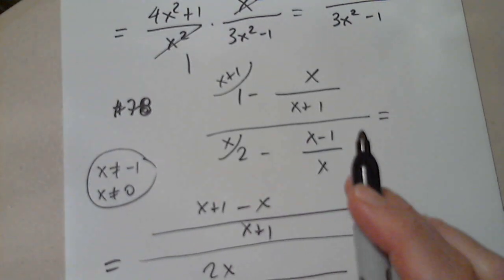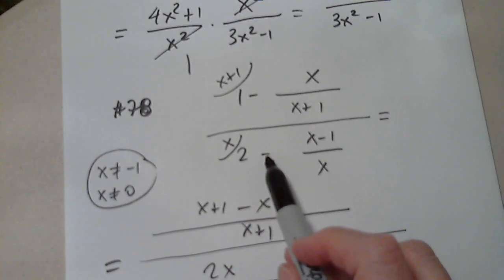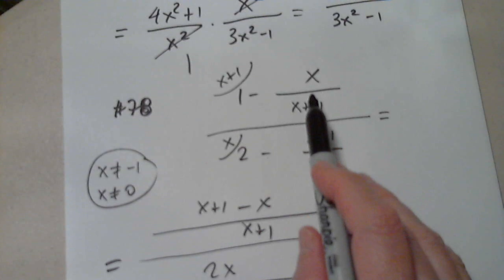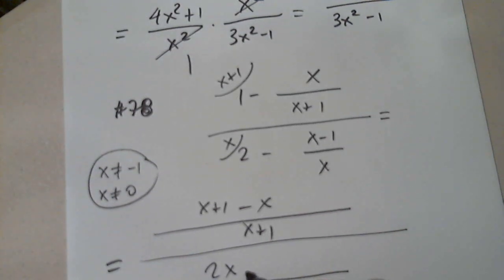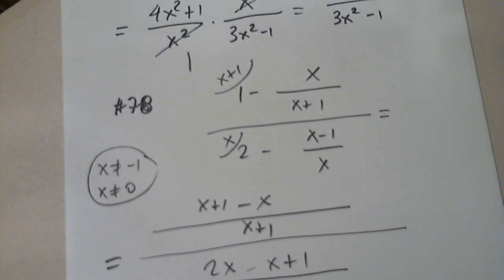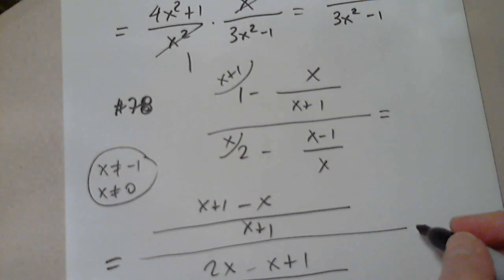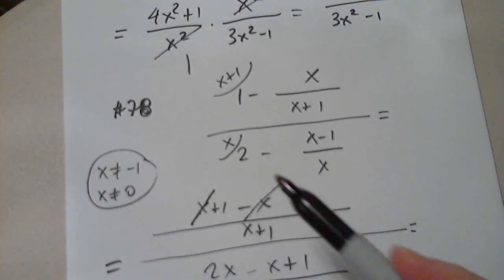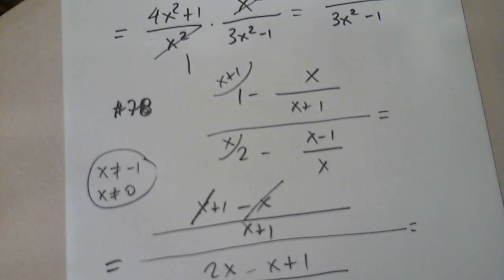So I have 2x. Now careful. Negative has to be distributed to both terms. Here, there was only one. But here there are two terms. So I have to write minus x but plus 1. Good. I will simplify. These two go away, x minus x.